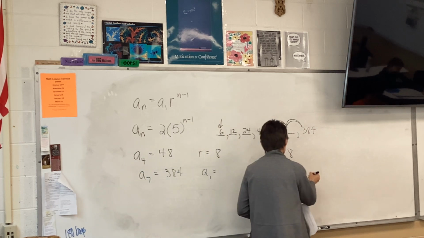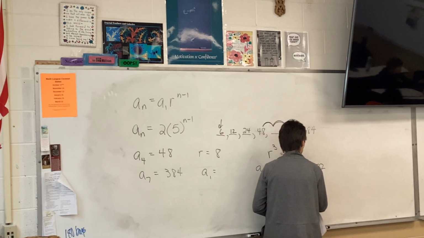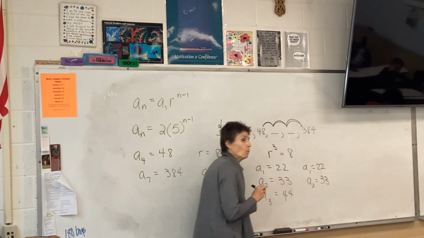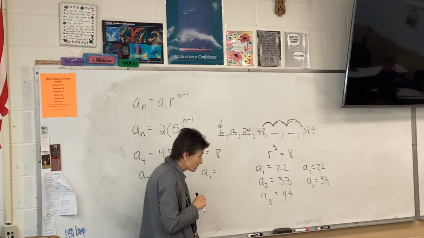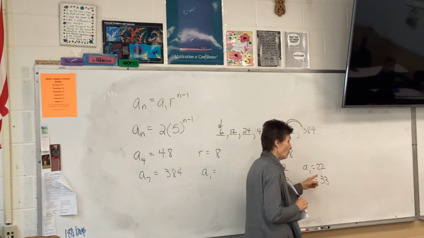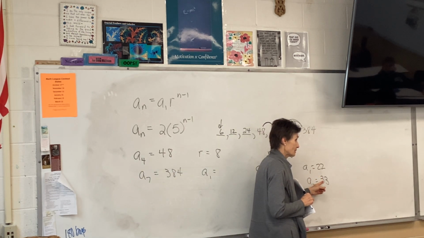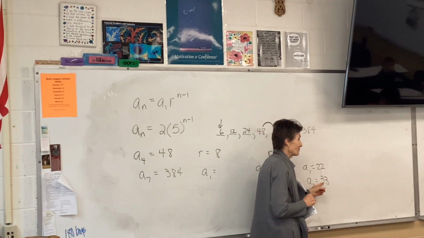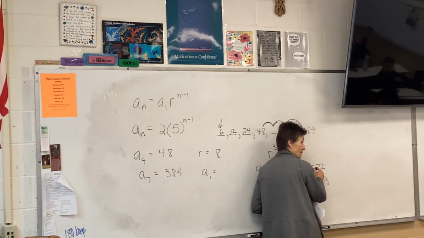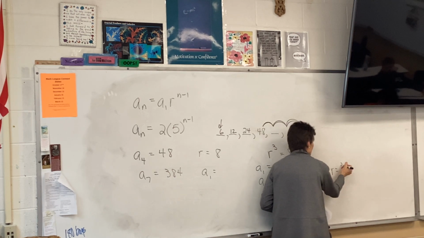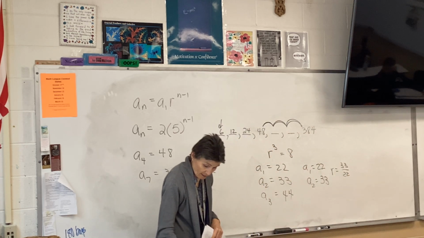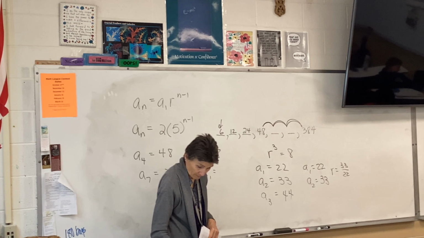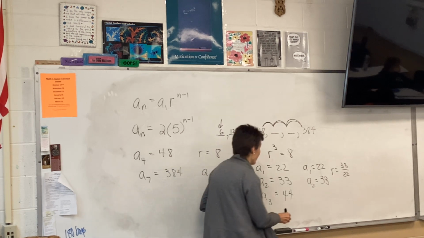But what if it's geometric? You've got the same first term, the same second term. What if it's geometric now? Are you multiplying by 1.5? Multiplying by 1.5. And how did you get that 1.5, Patrick? 22 times 1.5 is 33. Okay, so basically my ratio here is 33 divided by 22, which is 3 halves, 1.5. So if it's geometric, it would be 49.5.